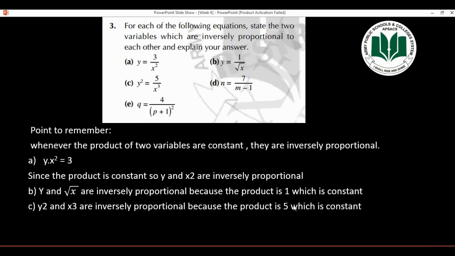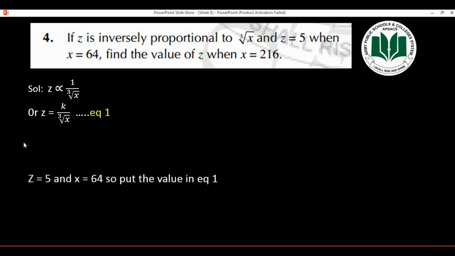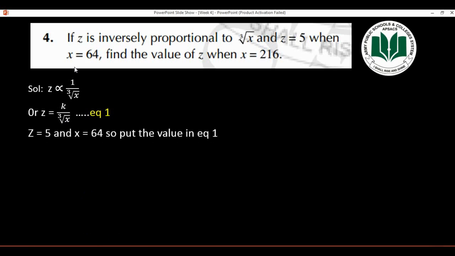Here is question number 4: if z is inversely proportional to the cube root of x, change the sign of proportionality, and it becomes z is equal to k over cube root of x. This is our equation 1. Now insert z is equal to 5 and x is equal to 64 in equation 1 to find the value of k. After putting these values in equation 1, k becomes 20.